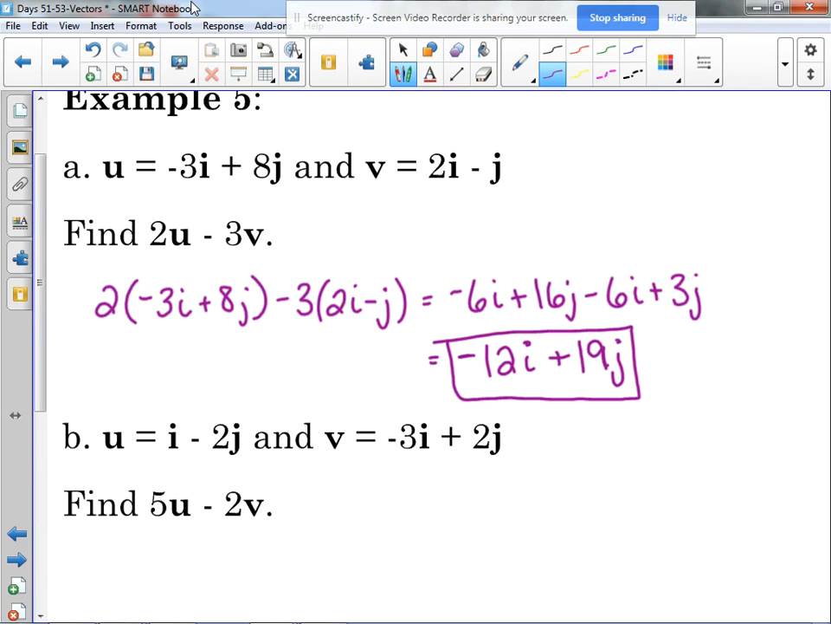Now, if you were asked for the component form from there, let's just go ahead and talk about that real quick. That would just be negative 12, 19. You just pull the numbers out and make sure they're in the right order if they want the component form.